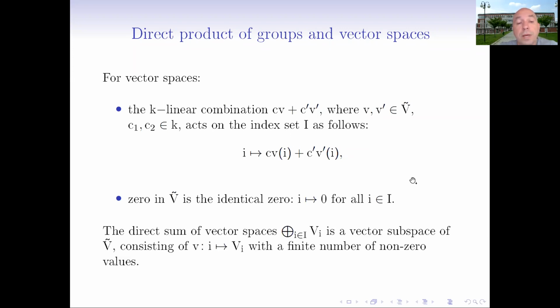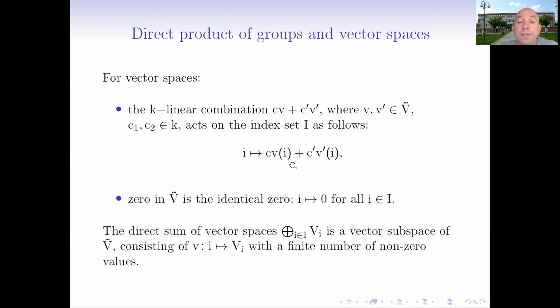And the direct sum of vector spaces, there's a difference between the direct sum of vector spaces and the product of vector spaces, the Cartesian product. And this difference makes sense only if I is infinite, and then the Cartesian product may have infinitely many non-zero components.